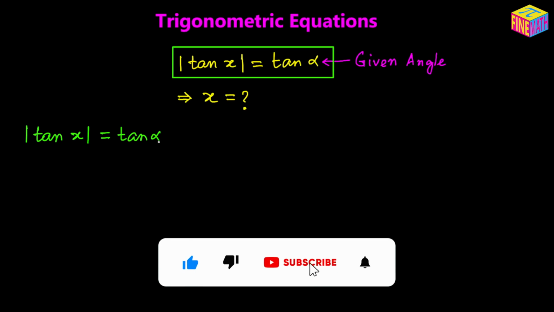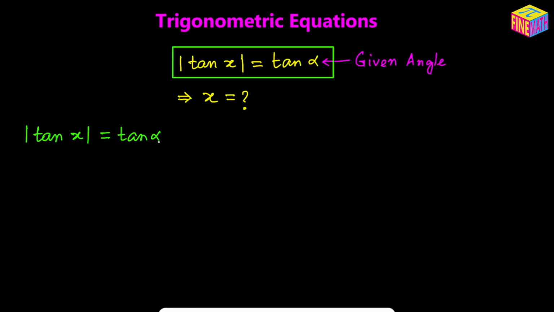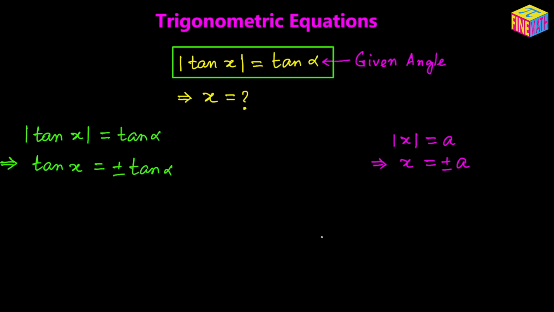So let me first write down the original equation here. The original equation is absolute value of tangent of x equals tangent of alpha, and we want to get rid of that absolute value sign, right? From the concept of absolute value function, we know that absolute value of x equals a implies that x could be positive or negative a. I have already created a separate video on this topic. I have shared the link in the description. Feel free to watch that video. Using the same concept, can we rewrite our original equation like this? We can write it as tangent of x equals plus or minus tangent of alpha.